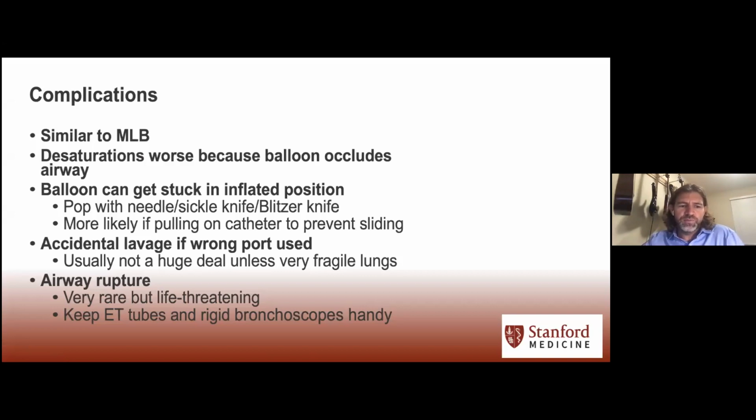If you do have a rupture, the biggest thing is to get them negative pressure ventilating. Try not to intubate them unless you can intubate beyond the site of a rupture and let it heal. Keep your breathing tubes and rigid bronchoscopes handy. Those are things that we all have in our armamentarium, and we've got them for a reason.